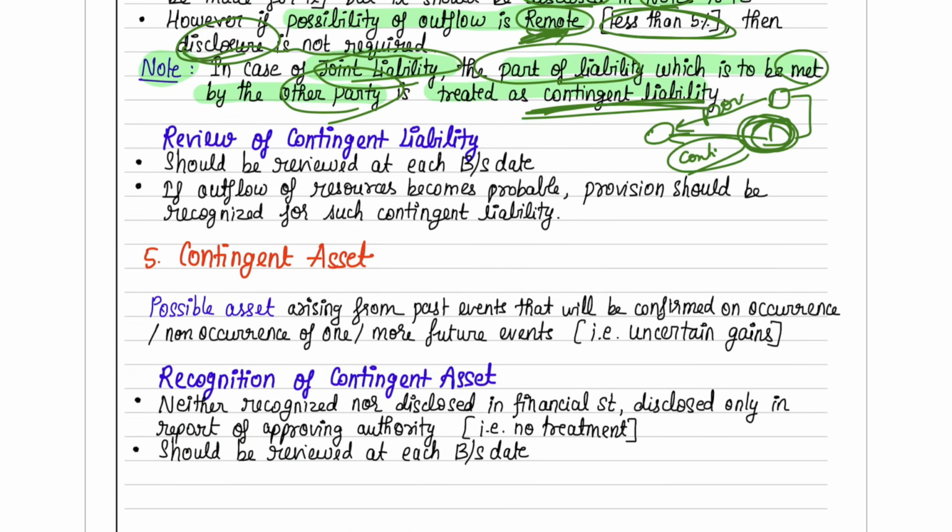I hope you understood. Next is review of contingent liability. When do you review your contingent liability? Every balance sheet date you have to review your contingent liability, whether it has become a present obligation or not, or whether it is fulfilling all the three conditions or not. On every balance sheet date you have to assess it and check whether it is becoming a provision or a liability or not. Next, if outflow of resources becomes probable, provision should be recognized for such contingent liability. If it becomes probable, then in such case recognize it as a provision. And if everything goes perfectly, you can record it as a liability also.